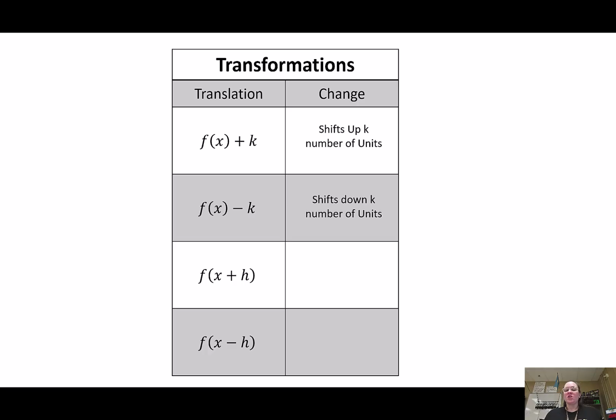All right, in the next two, these are dealing inside the parent function itself. So if I'm adding something to the x inside the absolute value or inside the square root, that is going to shift our graph left k units. And if it's subtracting inside that, we're shifting right k units. Okay, k and h are just any number that we use or have, any whole number.